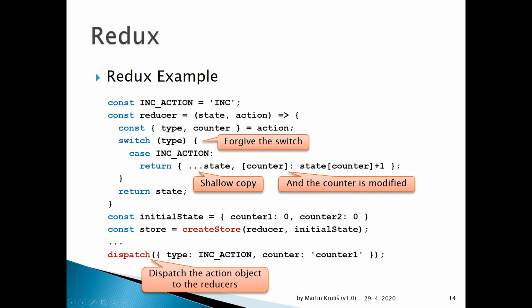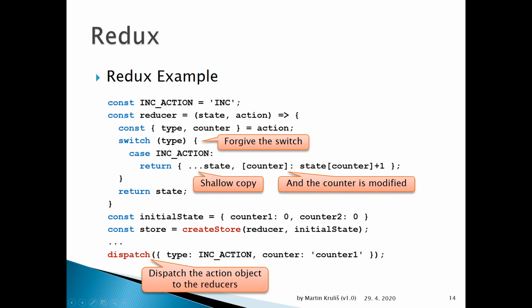In this case our action is very simple. We are using the inc action, which is this constant, to recognize the type of the action, and the data of the action holds the counter, which is a reference to one of these two counters. So it aims at the counter which should be incremented by this action. And the reducer performs a very simple thing. Yeah, forgive the switch over here. I just wanted to keep this code very simple.